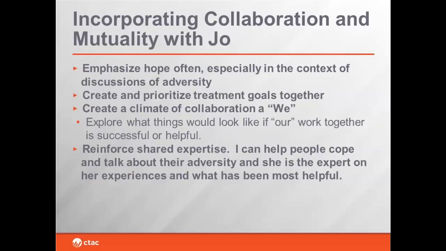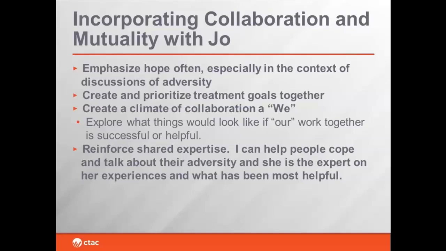I think create and prioritize treatment goals together, creating this climate of "we." Oftentimes instead of using words like helping or serving, it's really a partnership. Your relationship with clients is that partnership, partnering together to create goals. And reinforcing a shared experience. So I can help people cope and talk about their adversity, and she is the expert on her experiences and what she knows to be most helpful.